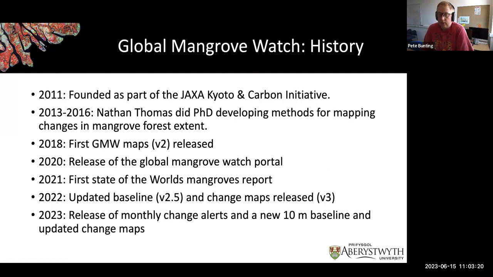And then with Wetlands International and the Nature Conservancy, there was an online web portal, which was released in 2000. That's then resulted in the first State of the World's Mangrove report. And then since then, we've been updating some of the layers. So last year, we updated both the baseline and the change layers. And this year, we'll be updating the maps again. And we've also released near real-time mangrove loss alerts as well.